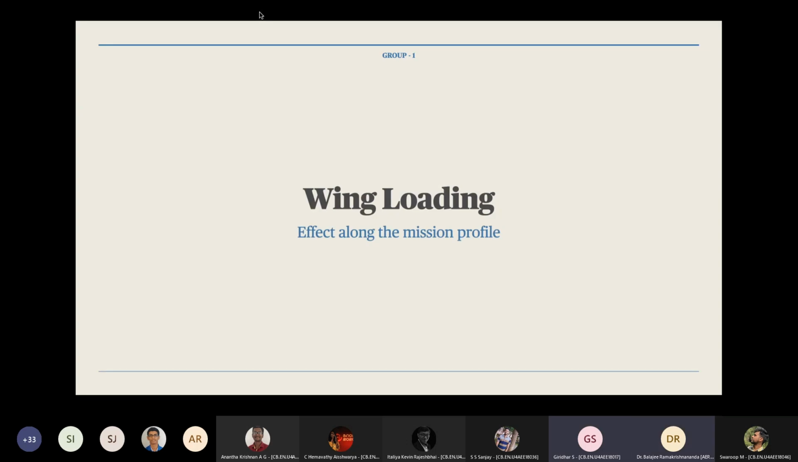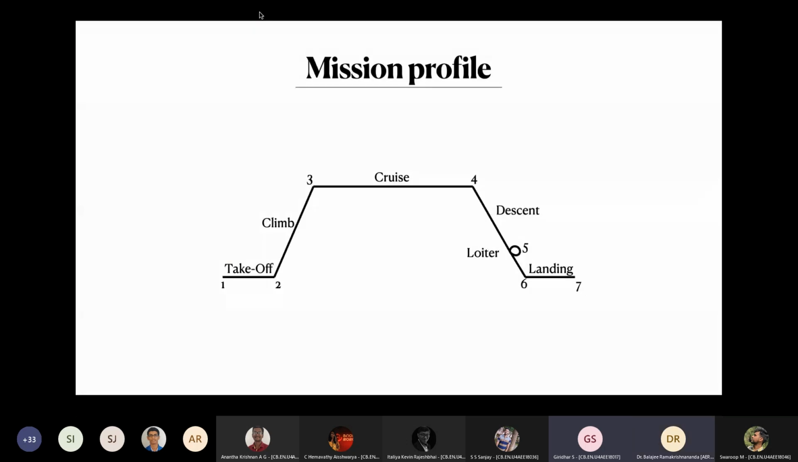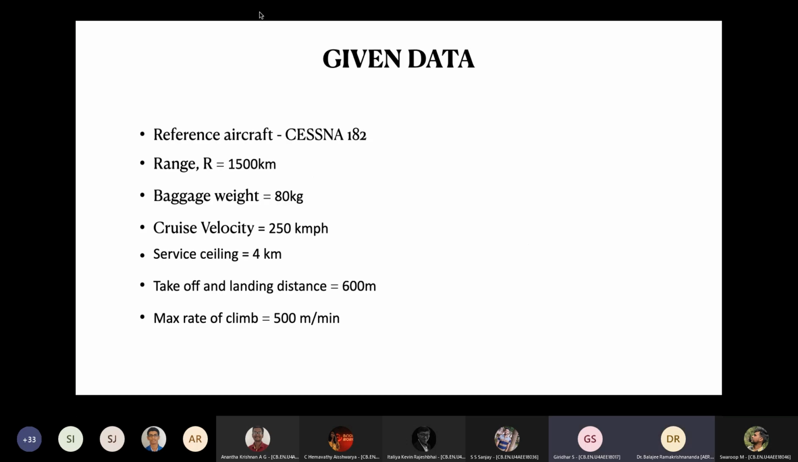So this group 1, our aircraft is a piston prop trainer. Let's see, we did the wing loading estimation. This is a mission profile. Then next one. Hold on. Just a minute, hold on.